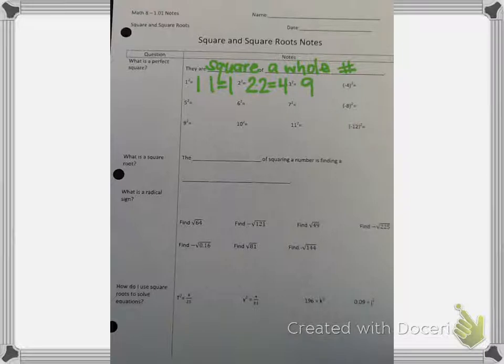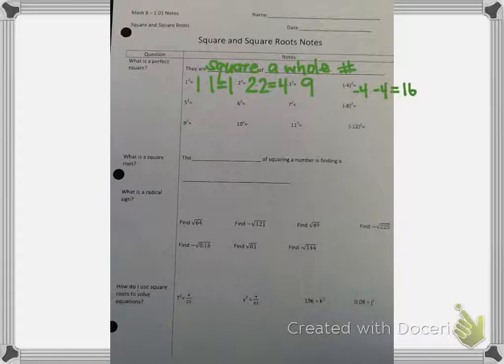4 squared, actually in this case it's negative 4 squared, would be negative 4 times negative 4. And you'll remember that when we have a negative times a negative, we end up with a positive. So we end up with positive 16. Anytime we have a square, we have a positive answer.